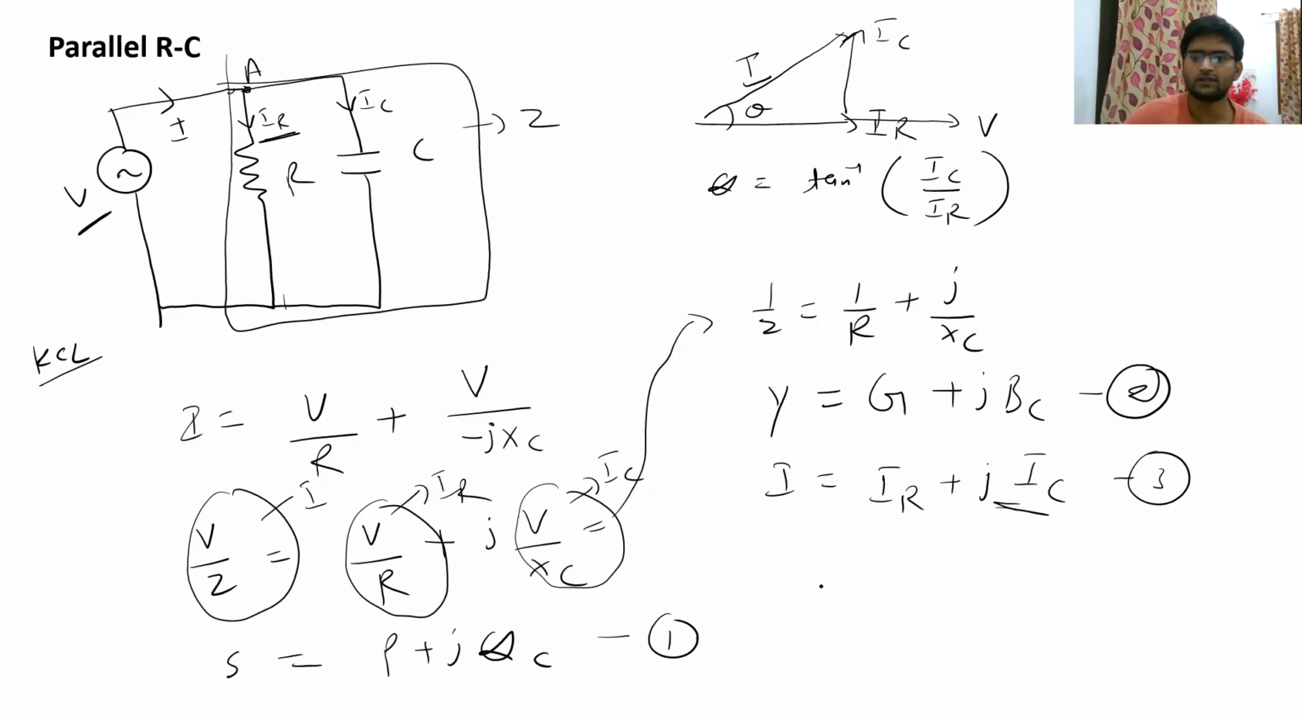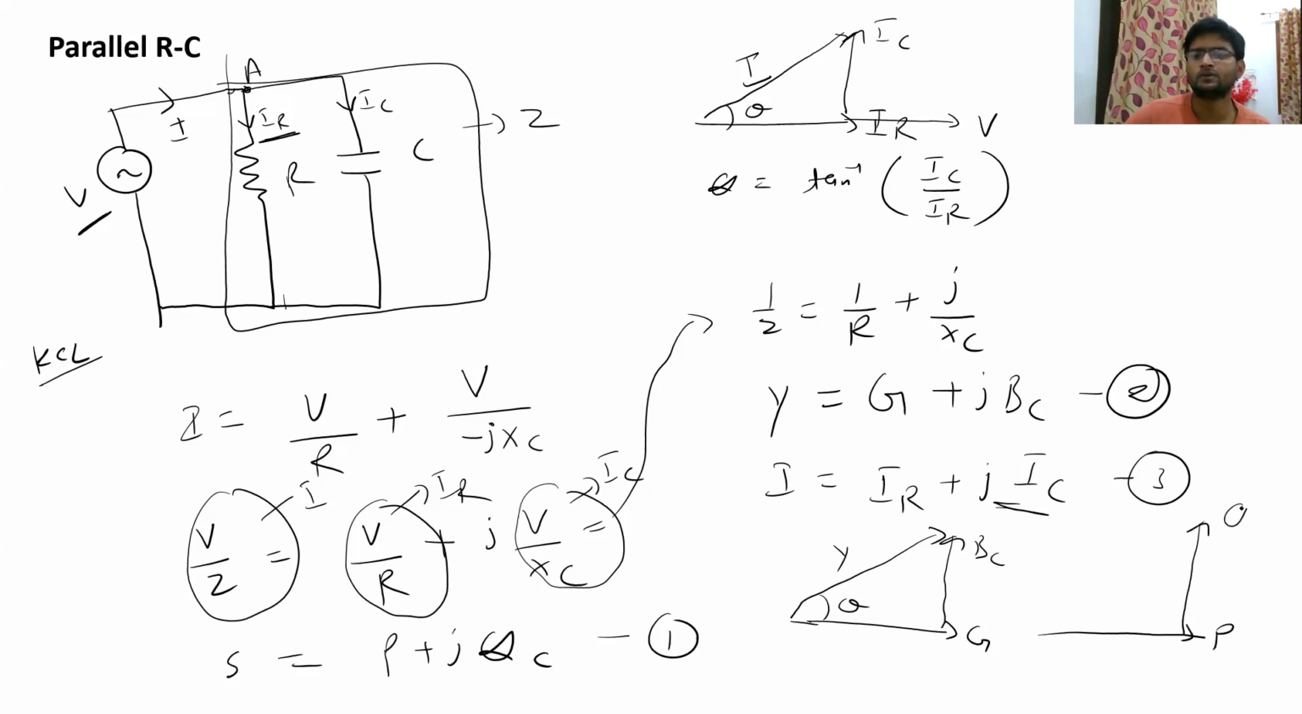Now, we can similarly make a phasor diagram for the power and admittance case. So in the case of admittance, we can just write G here, BC here, and we will get Y here. Theta will be the same. And similarly, in the case of power, we will get P here, we will get QC here, and the final power will be S like this. So this is about the parallel RC circuit.